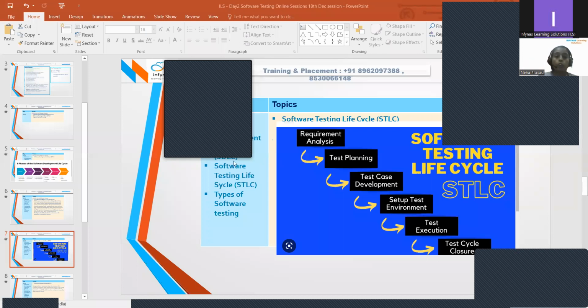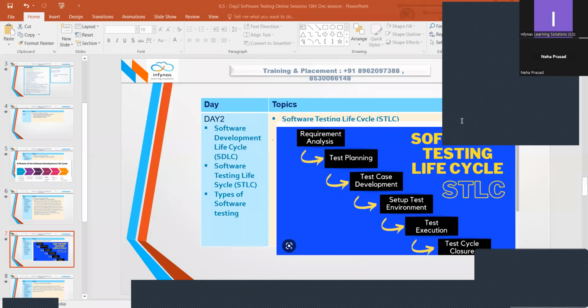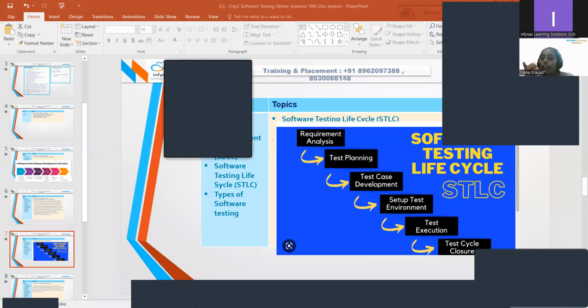The test closure phase will explain what all the closing part is. Test closure is going to tell you, okay, there were this many test cases. There were 500 test cases I had written, out of which I executed 400 test cases, and then 100 failed the first time, and then I again executed.